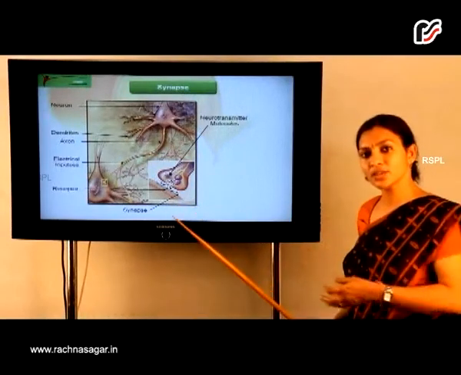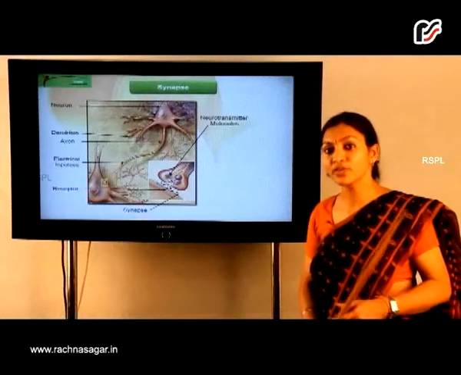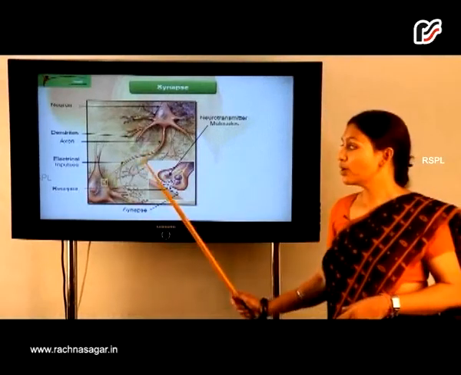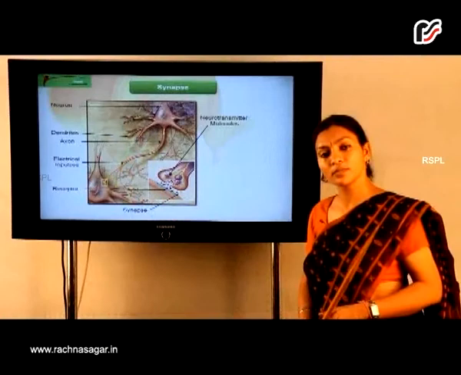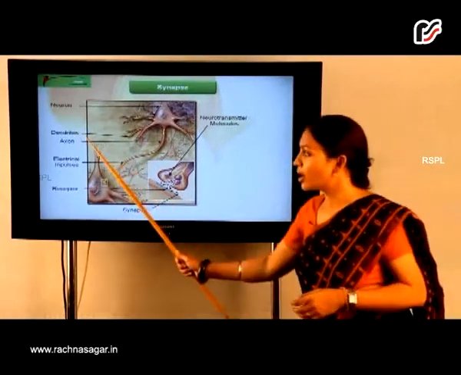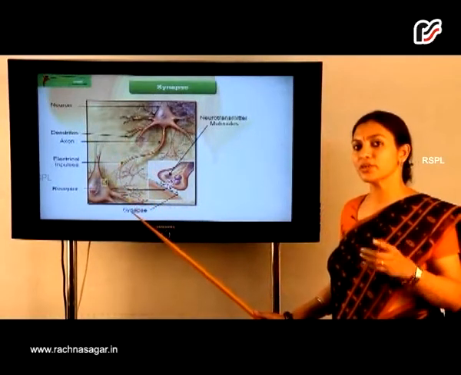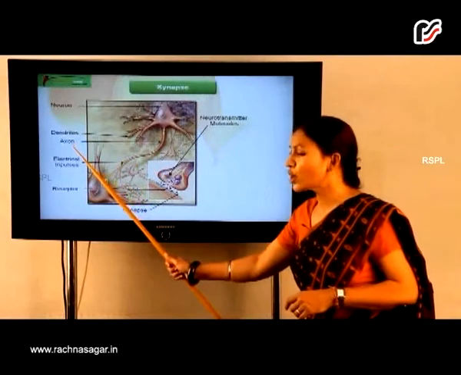Now from this the question can be asked: name the shorter and longer branches of a neuron. The shorter branches are dendrites and the longer are axons. Correct. The shorter branches, which are many in number, are dendrites. The long branch, usually in a typical neuron, is one, and that is the axon.